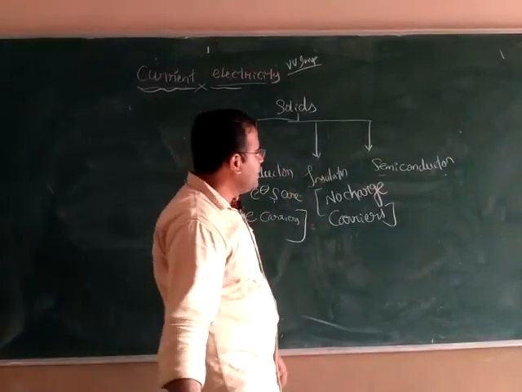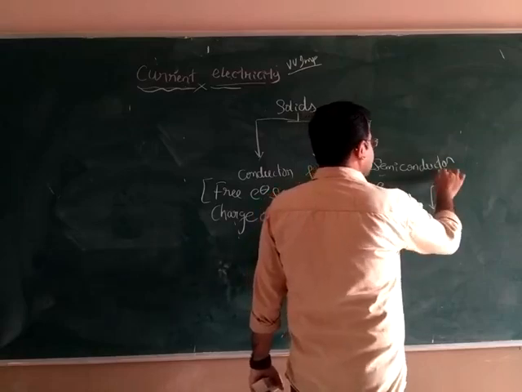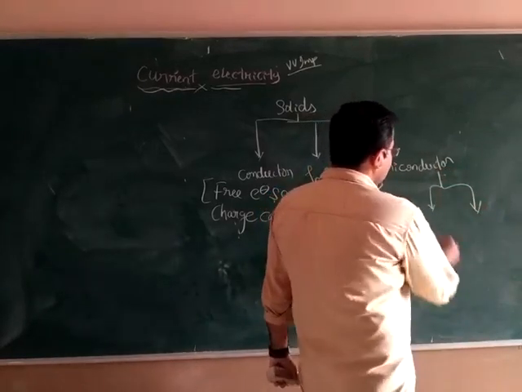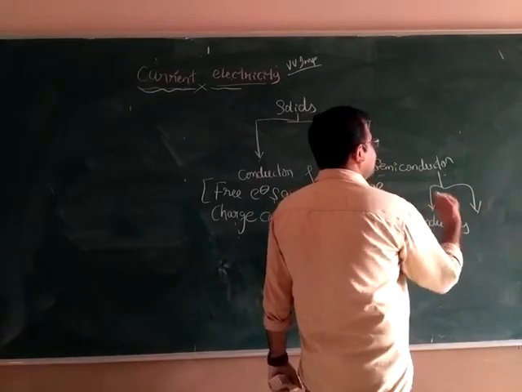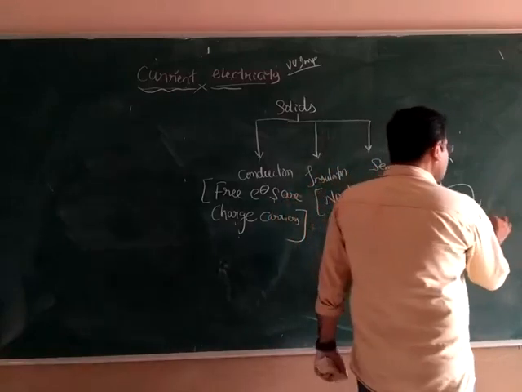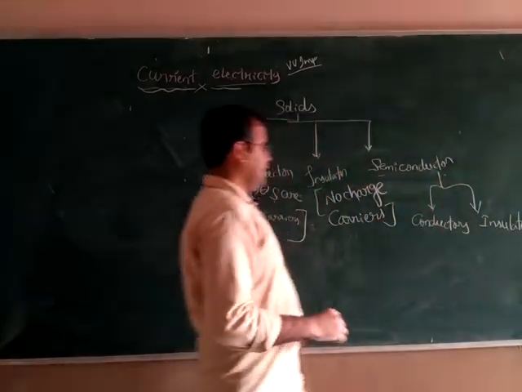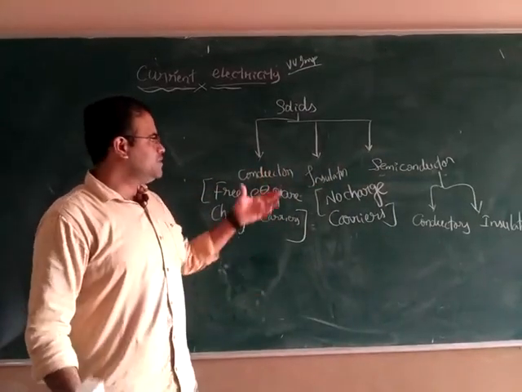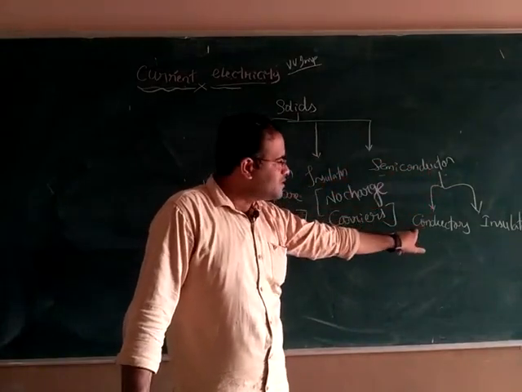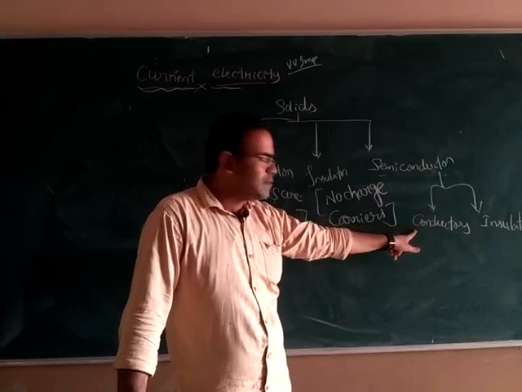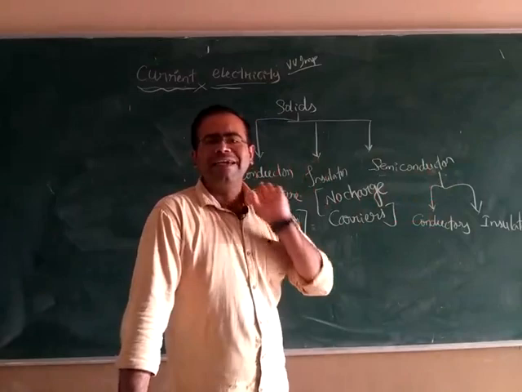Next, after this, the third type of solid that will be taken is semiconductors. Now the semiconductor sometimes acts as a conductor, and at other times it acts like an insulator. So the first one you are observing here is semiconductors. In semiconductors, sometimes it will act as a conductor and sometimes it will act as an insulator.